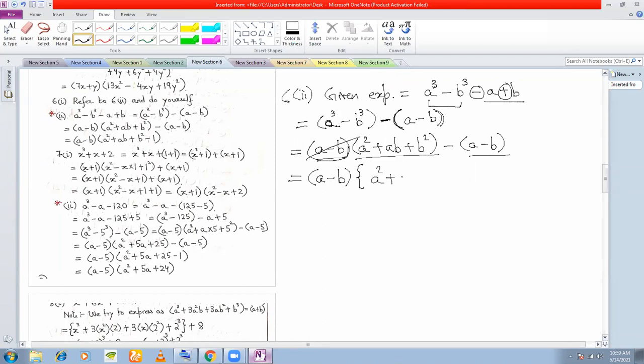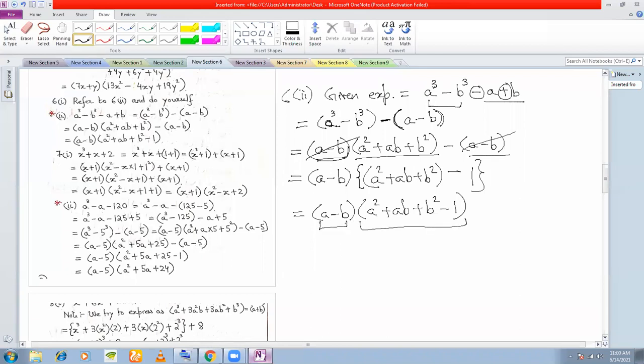So I have a square plus ab plus b square, right? And this minus sign I write as it is. From a minus b, I've taken out a minus b, so I'm only left with a 1. I have a minus b into a square plus ab plus b square minus 1. And that is your answer. It contains two factors, a minus b and a square plus ab plus b square minus 1. Okay. Next problem is a little tricky problem, 7-2.